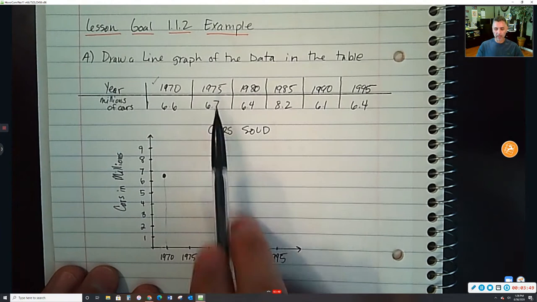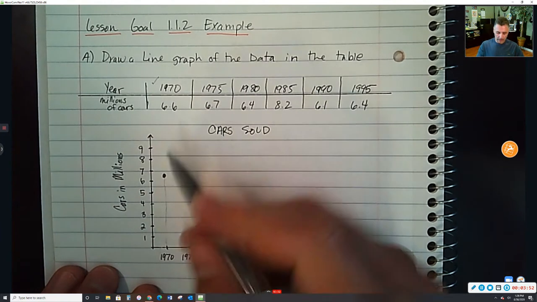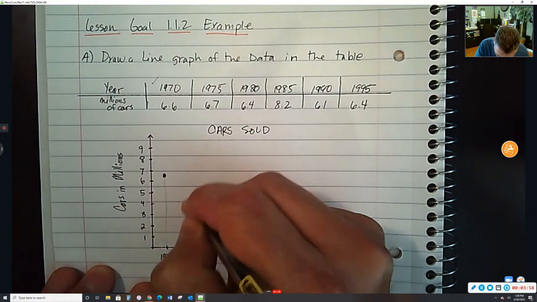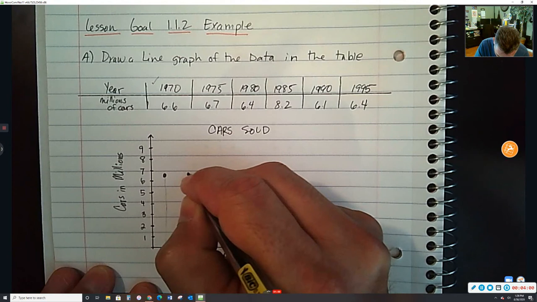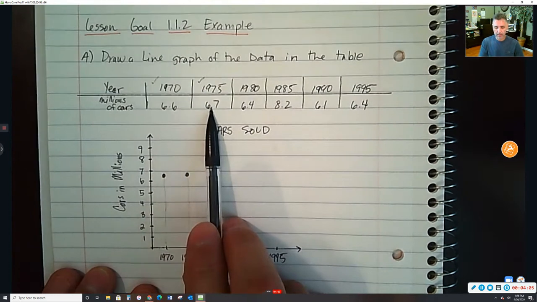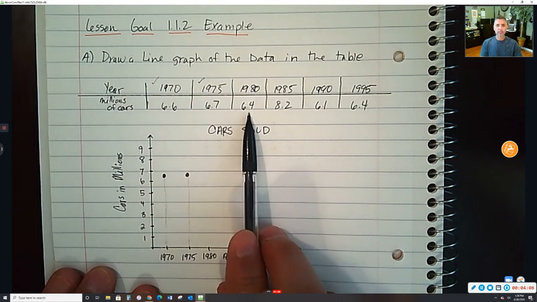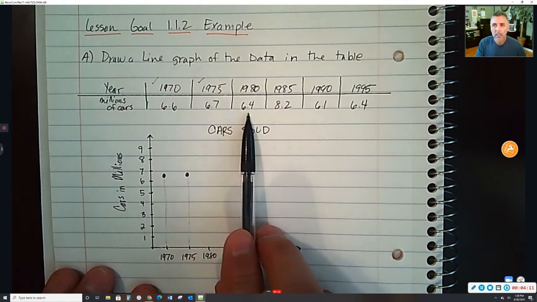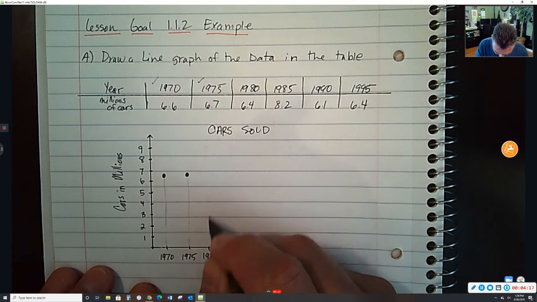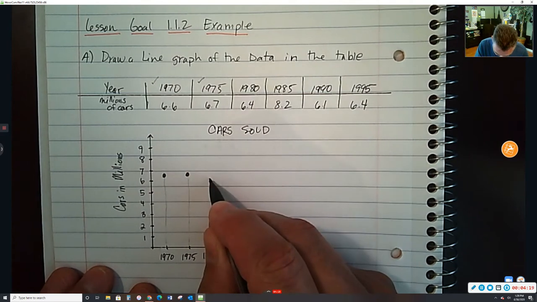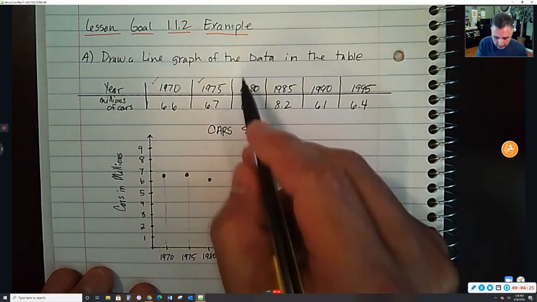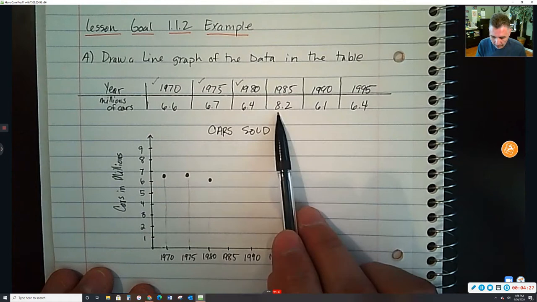Then go over to the next set of numbers, 1975, 6.7. So for 1975, 6.7. This one is just slightly above it. You probably won't even notice, but it's slightly above it, right? 6.6, 6.7. And then for 1980, we have 6.4 million cars sold. Again, that one's going to be right around here, and maybe a little bit lower. So for 1980, let's say the middle is there, so it's going to be right below there. Okay. We did 1980.